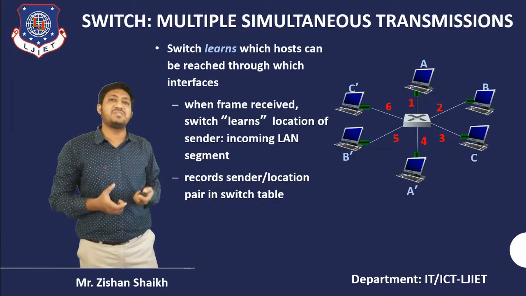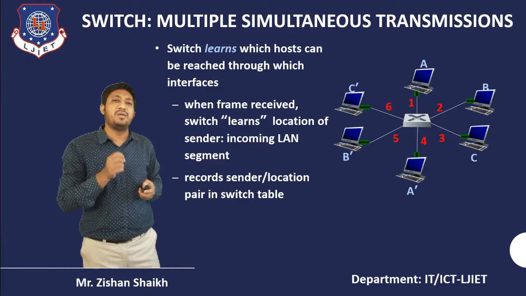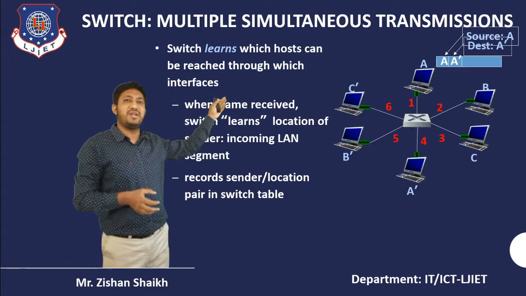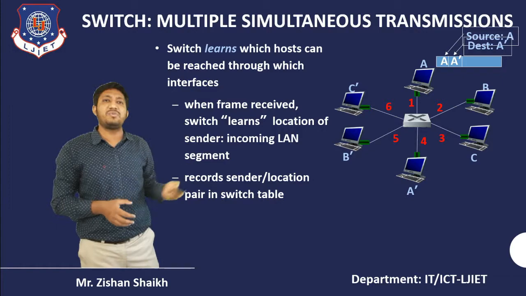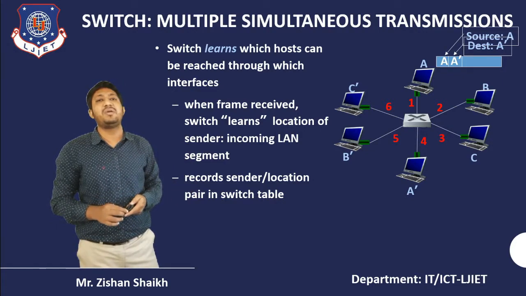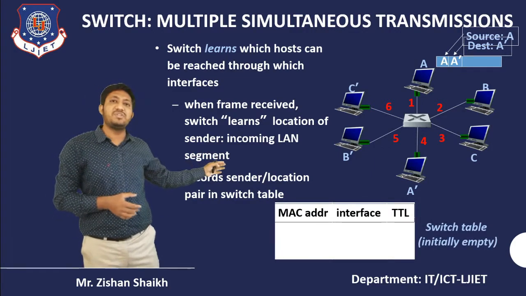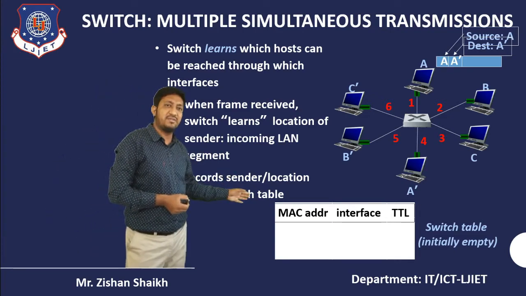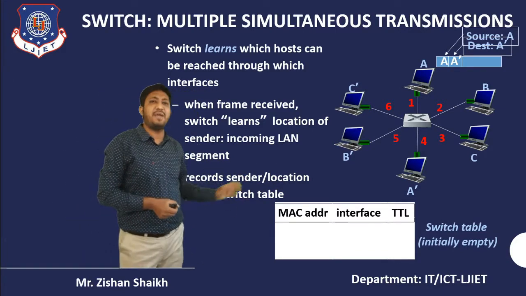The first time a request is made, the switch learns the information, and when the same request is performed by our source again, it can use it. For example, if A wants to send data and the destination is A dash, it sends the request to the switch, and the switch performs the task of forwarding it. For that, as discussed, a switching table is maintained. This switching table has the fields MAC address, interface, and time to live. Initially this table is empty.